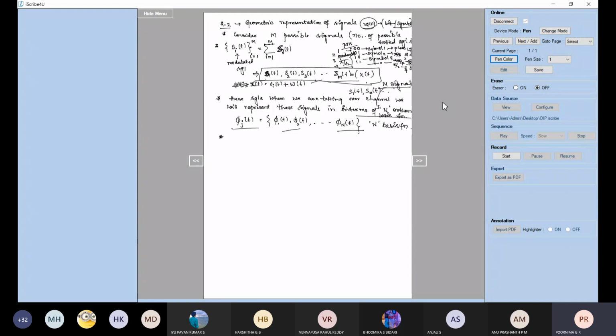N basis functions we are going to choose, where n should be less than or equal to m. That is the condition for the basis functions you need to consider.